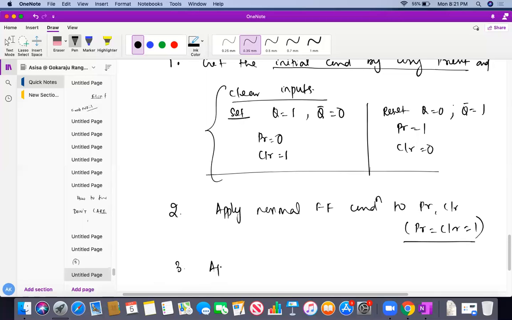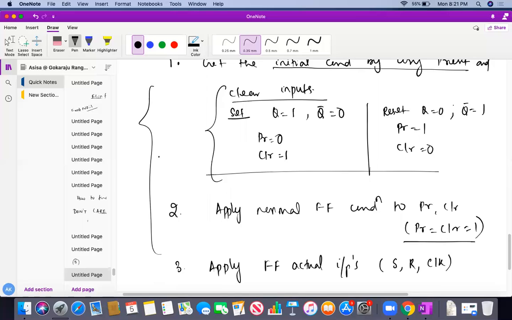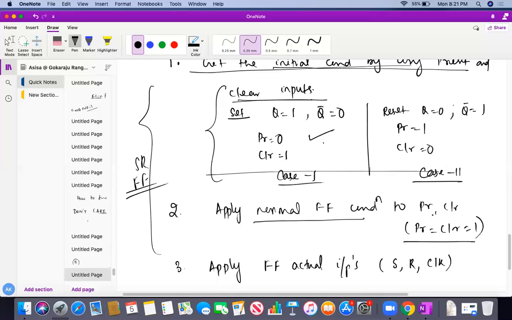Third is now apply flip-flop actual inputs. What are the flip-flop actual inputs? S, R and clock. If it is an SR flip-flop, how does it work, students? First, you need to get the initial condition by using preset and clear inputs. After getting the initial condition, let's say this is case 1, maybe somebody wants this initial condition, maybe somebody wants that initial condition. After getting this initial condition, go for the normal flip-flop operation, which makes preset and clear equal to 1. After that, apply the flip-flop actual inputs, which are S, R, clock. Depending upon this S, R and clock, you can get the outputs.